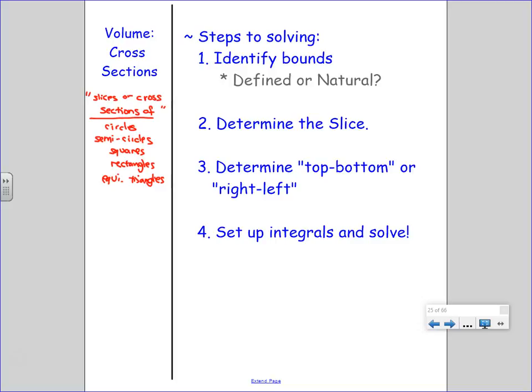Determine the slice means determine the shape of the slice. And why do we need the shape of the slice? Because we need to find the area formula, right? We need to find the area formula for whatever we're given, like circles, pi r squared, semicircles, 1/2 pi r squared, squares, side squared, rectangles, base times height. Equilateral triangles has a square root in it with a side squared.